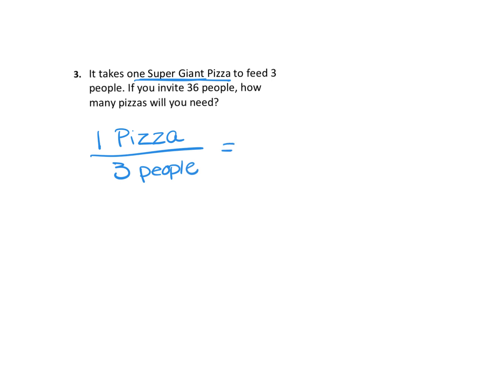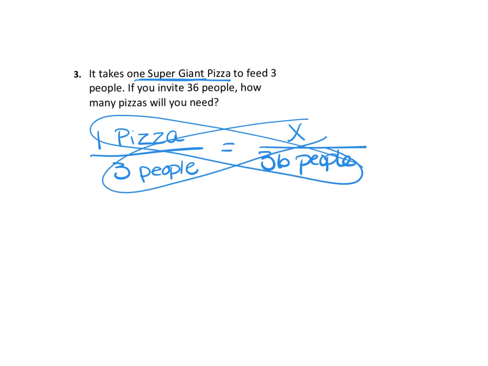Well, if you invite over 36 people, we need to know how many pizzas you need. So we know that 3 times 12 is equal to 36, so you could do it that way. Or we could cross multiply and divide, which ends up being the same thing. 3x is equal to 36. You divide by the 3. And so that means that you'd have 12 pizzas.